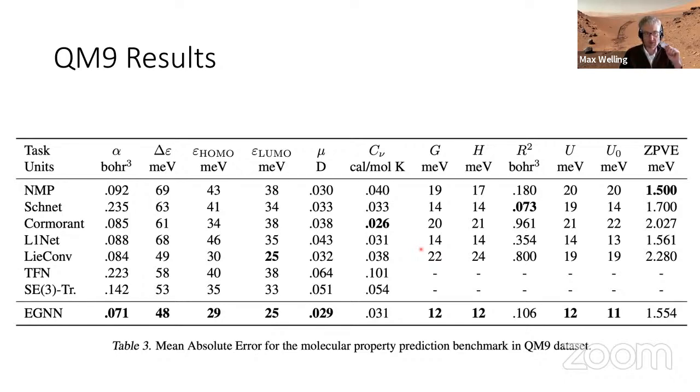So here's a whole bunch of properties that you need to predict. And it's, of course, a labeled dataset. And we compare to a whole bunch of other methods to predict these things. And so this model works surprisingly well.